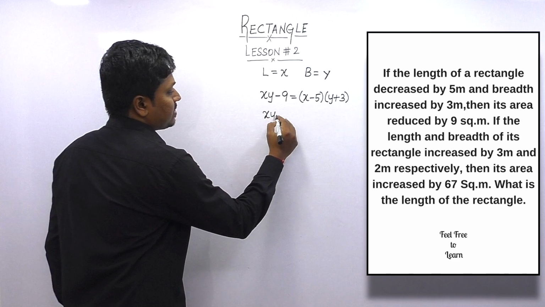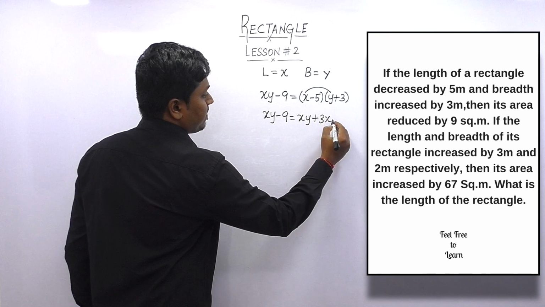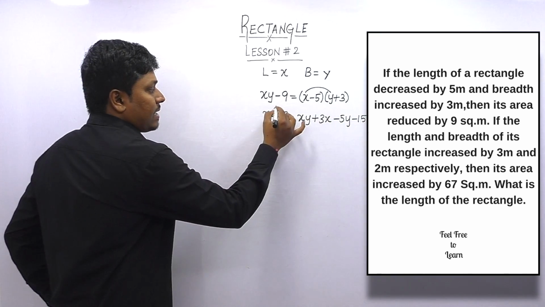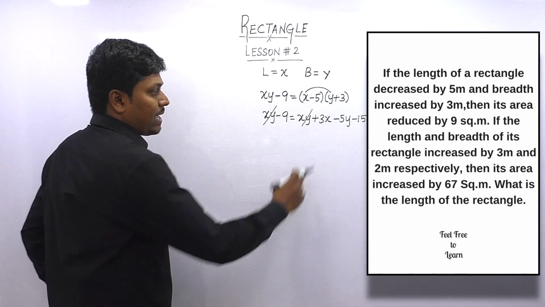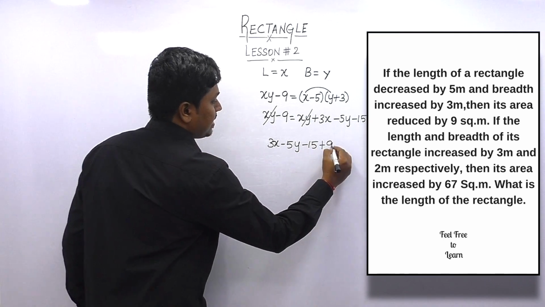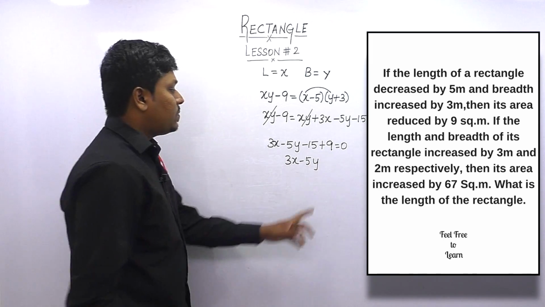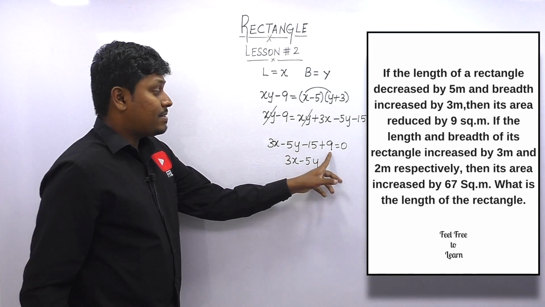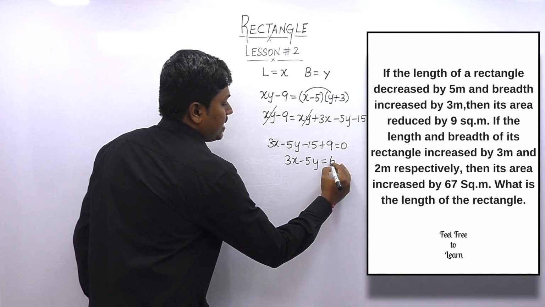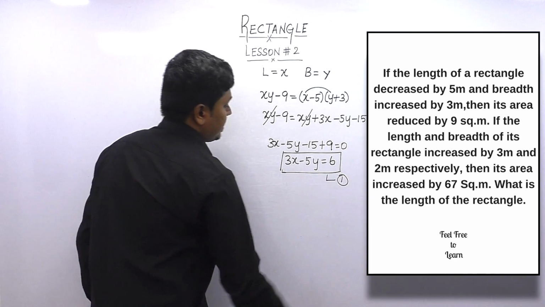So this can be written as xy minus 9 is equal to xy plus 3x minus 5y minus 15. Next step, we can cancel xy and xy. So we have 3x minus 5y minus 15 plus 9 is equal to 0. So 3x minus 5y, once you combine the constants, the result will be minus 6. Once you bring this minus 6 to the right hand side, it will be plus 6. So 3x minus 5y is equal to 6 will be equation number 1.